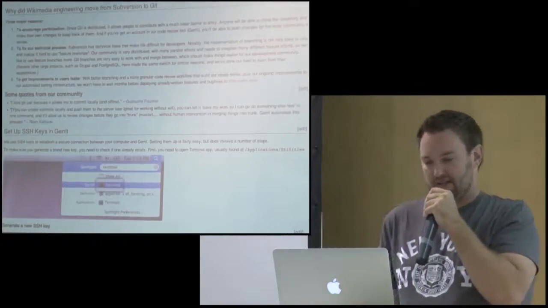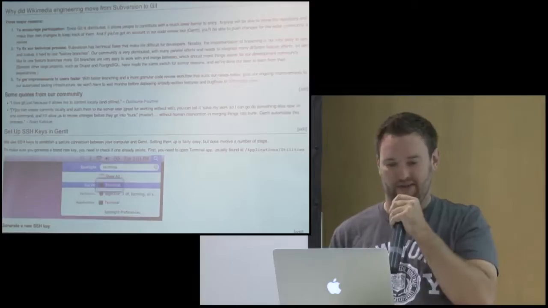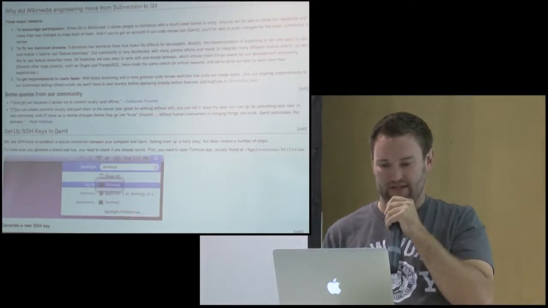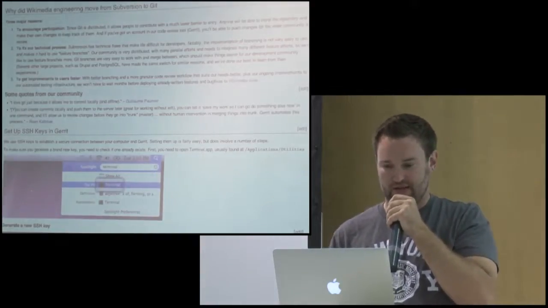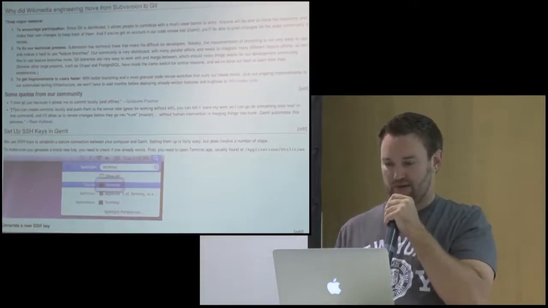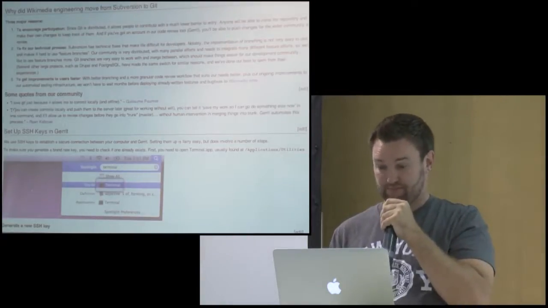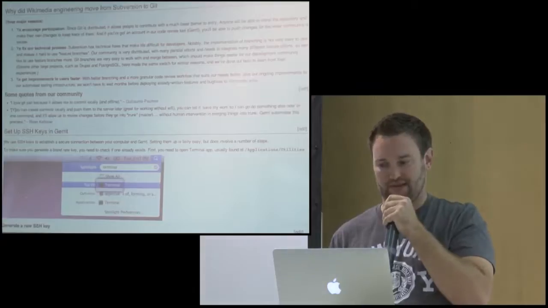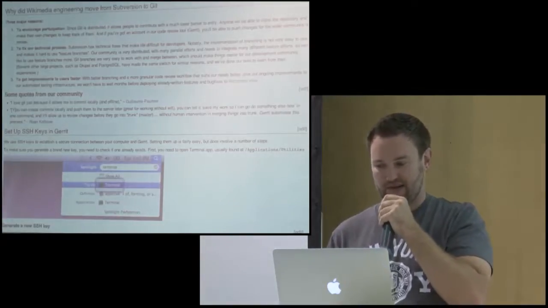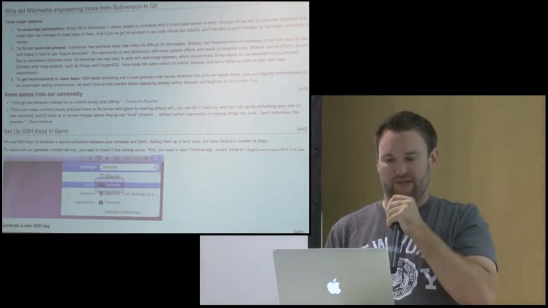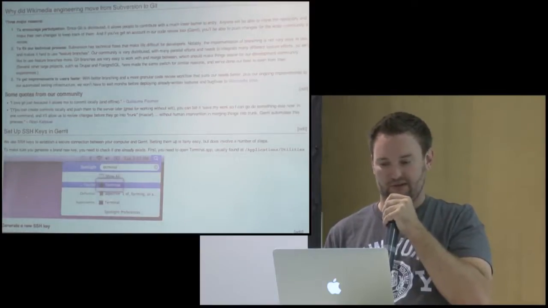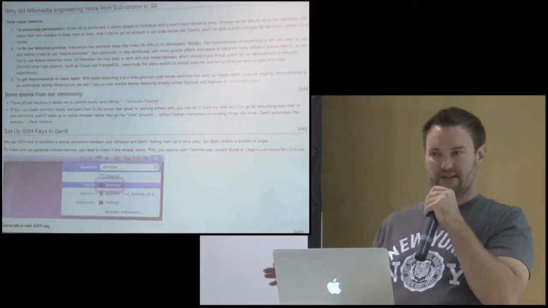And then the last reason, not necessarily the final reason, is to get improvements to users faster. So with the better branching and more granular code review workflow, it will suit our needs a lot better, plus ongoing improvements to our automated testing infrastructure. We won't have to wait months before deploying already written features and bug fixes out to the sites.